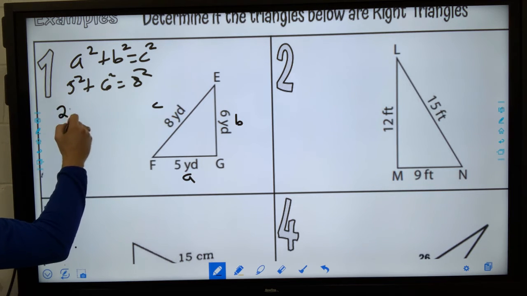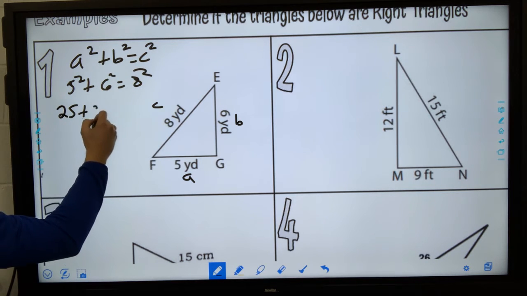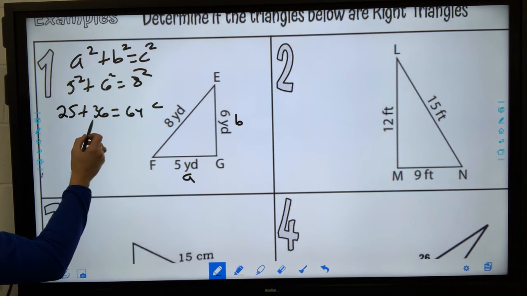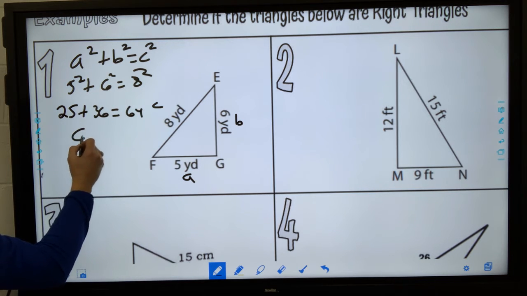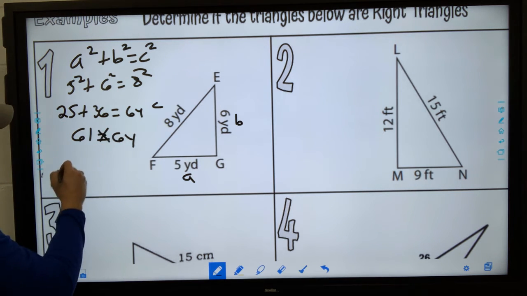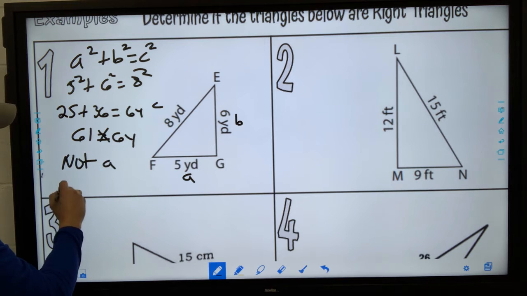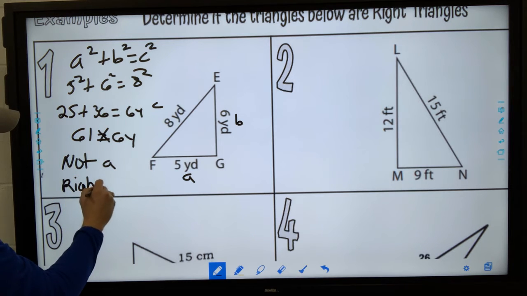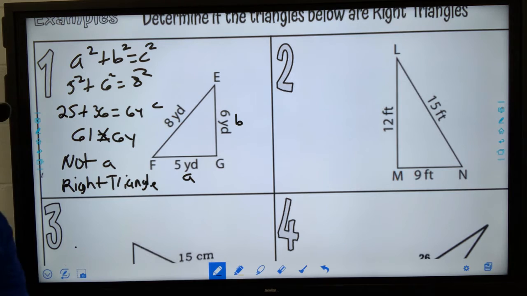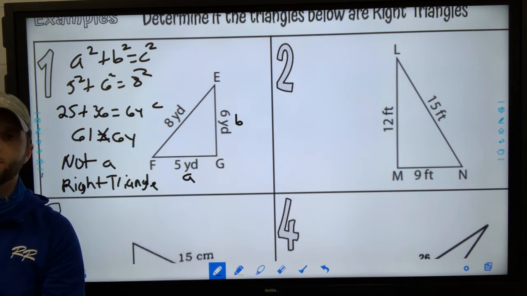5 times 5 is 25. 6 times 6 is 36. 8 times 8 is 64. So this would turn out to be 61. So does 61 equal 64? I do not think it does. So this is not a right triangle because it does not satisfy the Pythagorean theorem. So it is not a right triangle, okay?